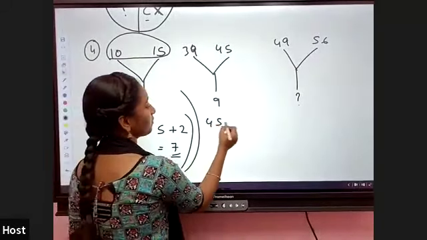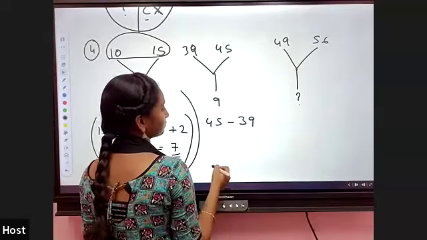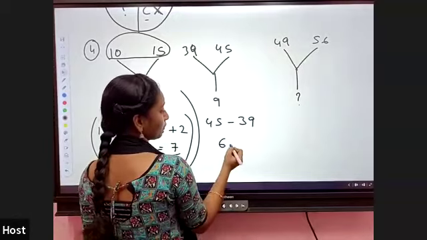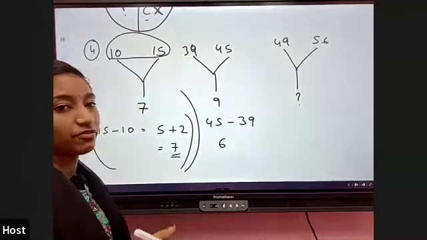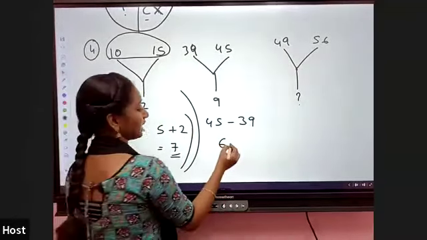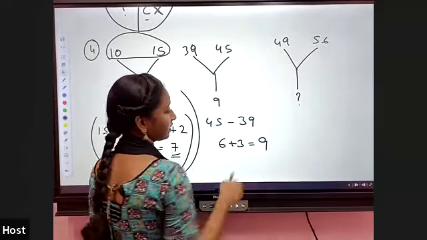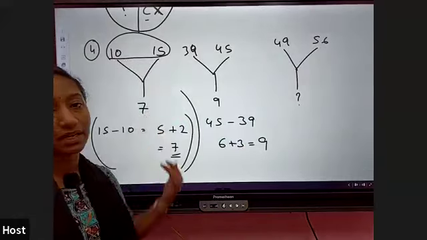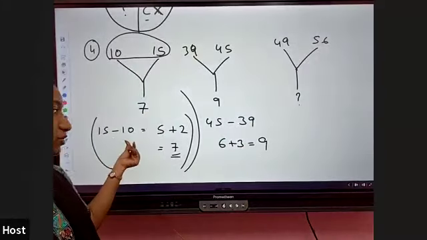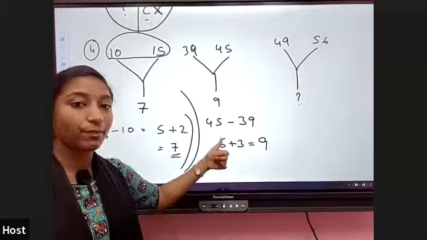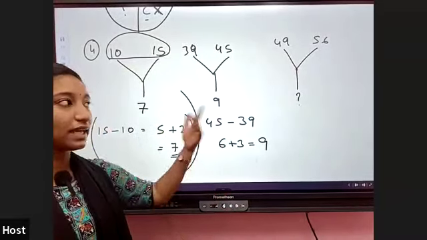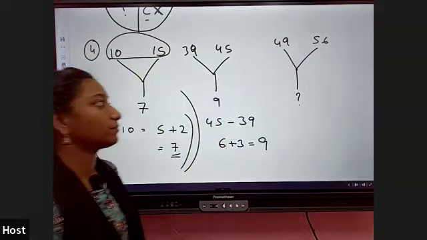So 45 minus 39, 6, 9. So the difference between 6, 9 is 3. Okay, let us add 3 to the 6, 9. Here they did the subtraction of upper numbers and they did plus 2. Here they did the subtraction of upper numbers and they did plus 3. Plus 2, plus 3. Okay, let us do plus 4 to the given sum.